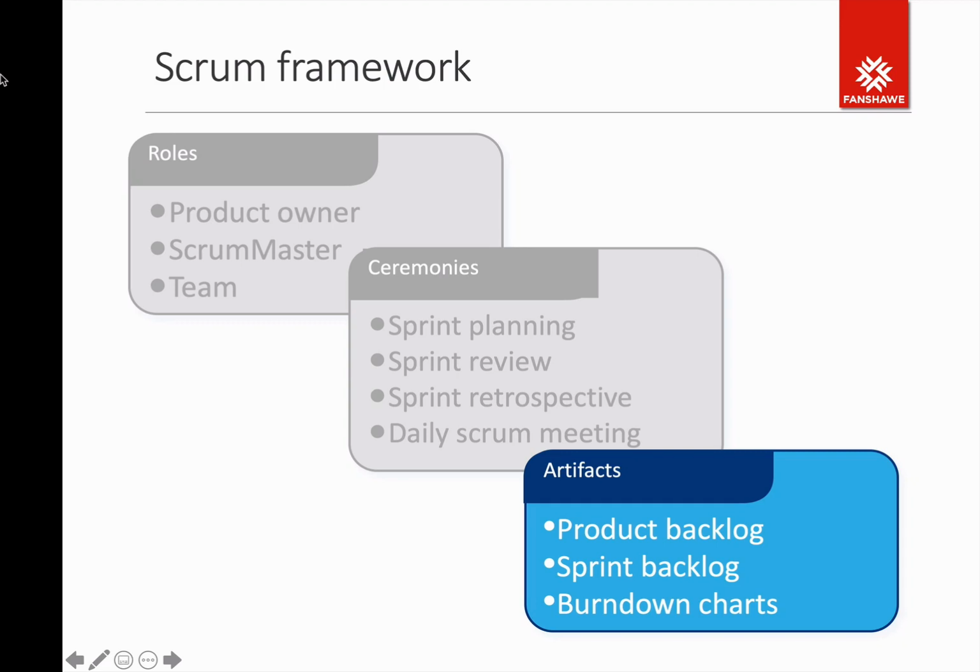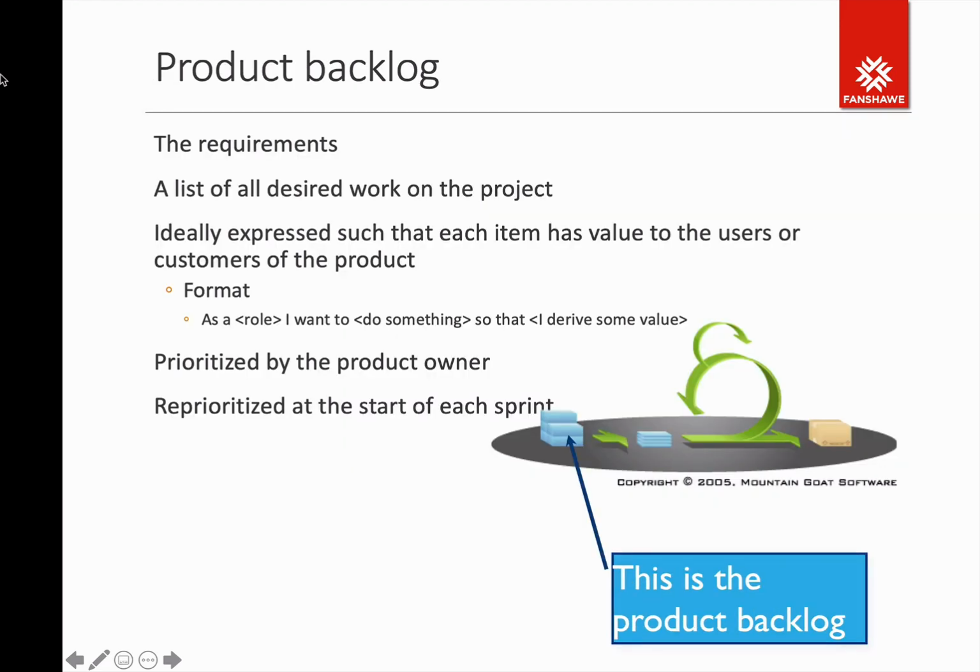As I've mentioned before, there are a number of artifacts, and I've alluded to them already. The first artifact is the product backlog. It's just a list of requirements. It's a list of the work that's desired. And it's always expressed as a value to the end user. In fact, we use a very particular format for these requirements. The format is: as a role, I want to do something so that I derive some value. So as a guest, I want to cancel a reservation because I no longer need that hotel stay. That might be a good requirement.